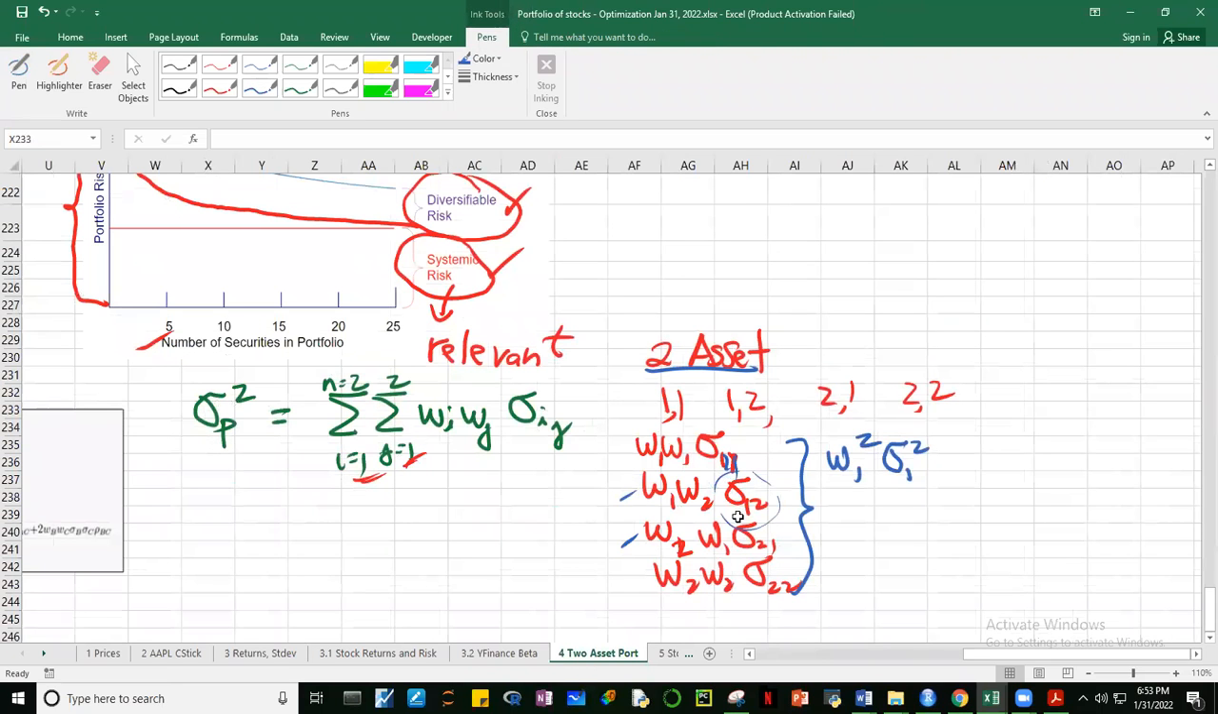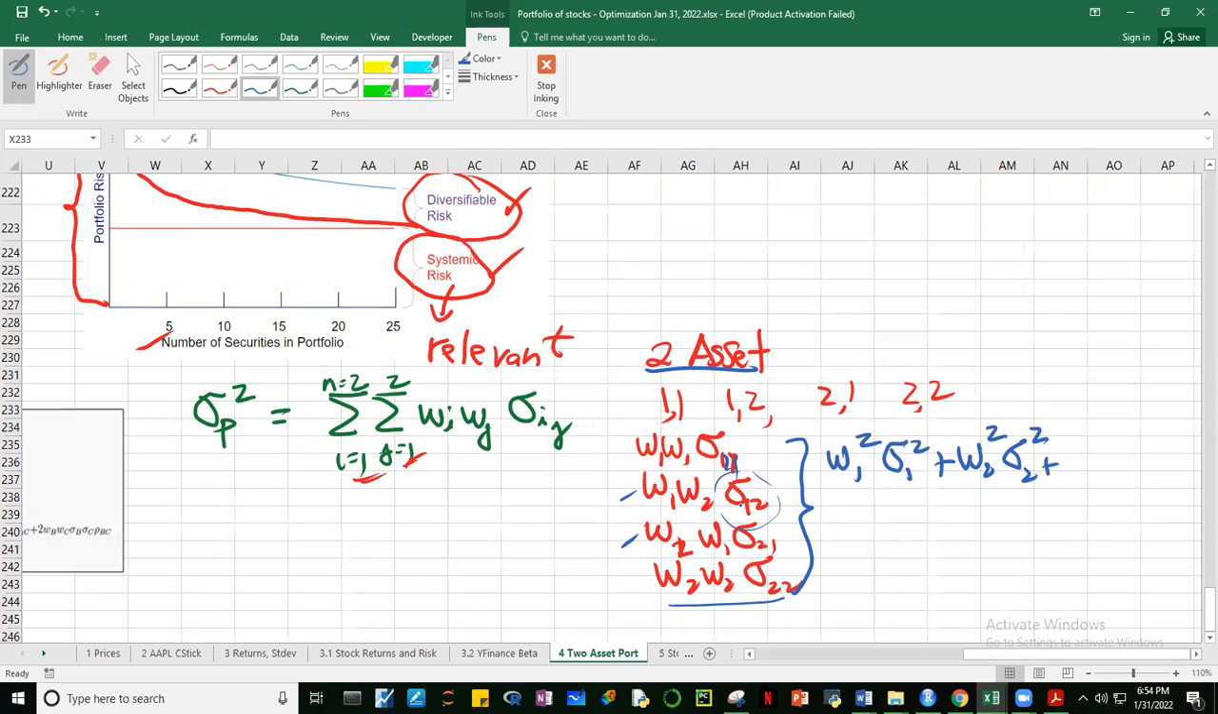Okay, ganun din to, no? 1, 2, 2, 1, they're the same. So we can combine them. Okay, unahin ko muna ito para yung dulo. So yung dulo, itong W2, W2, this is plus W2 squared. Square siya. And then variance of 2. Okay, this is the variance of 2, sigma 2, 2.